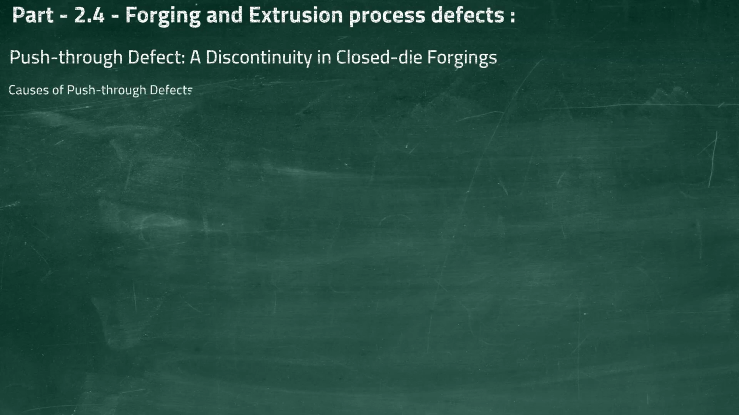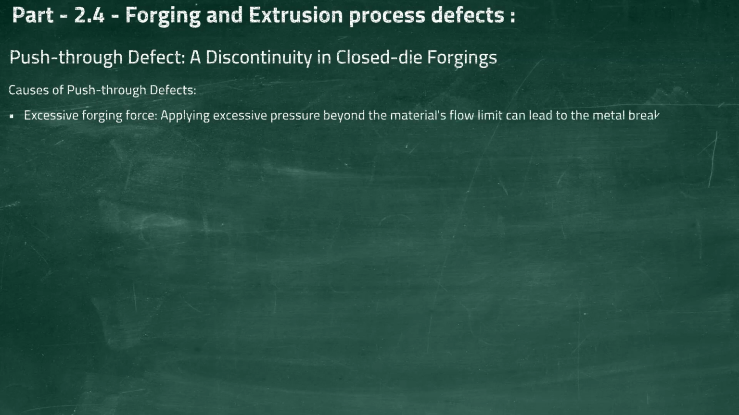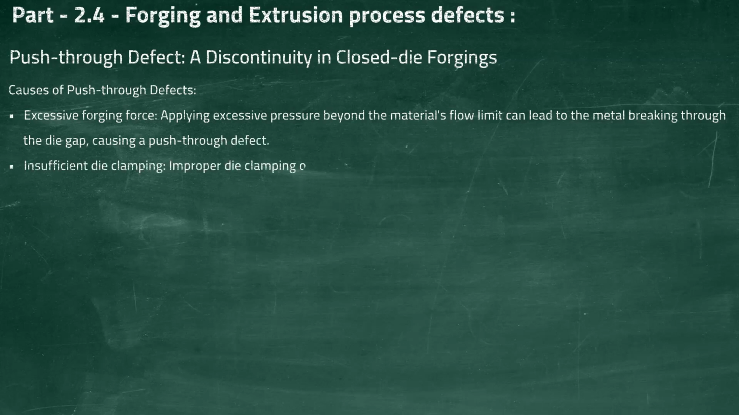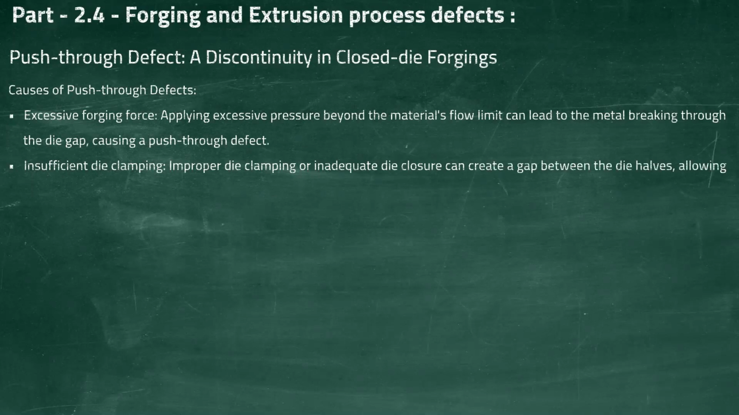Causes of push-through defects. Excessive forging force. Applying excessive pressure beyond the material's flow limit can lead to the metal breaking through the die gap, causing a push-through defect. Insufficient die clamping. Improper die clamping or inadequate die closure can create a gap between the die halves, allowing the metal to push through during forging.